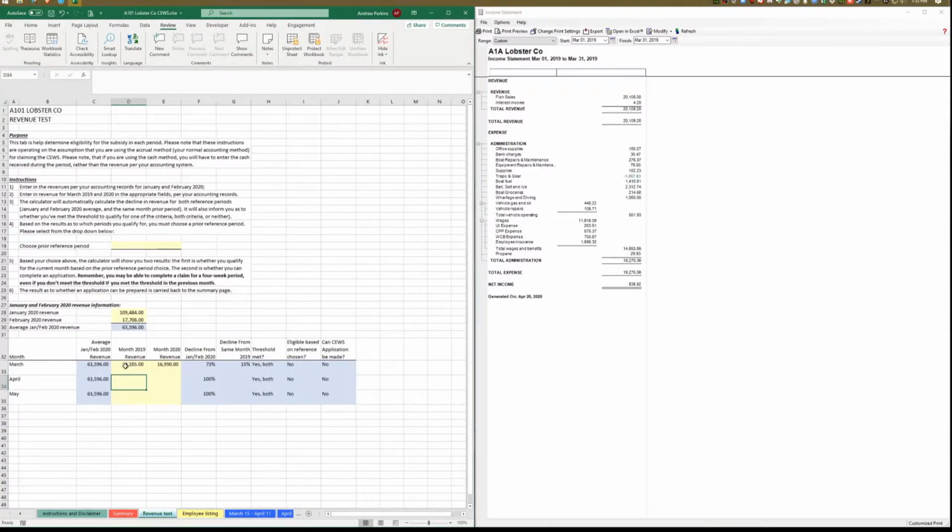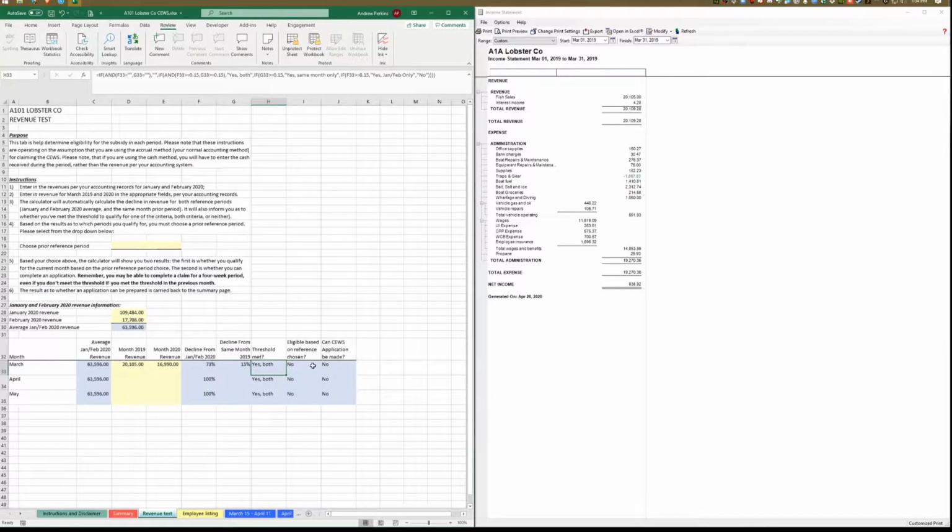So what do we have? We have a drop in revenue in March 2020 compared to the average of January and February 2020 of 73%. So remember, in March, you only need a decline of 30%. In comparing it to the prior period, we have a drop of only 15%, but it does meet the threshold. So our calculator is telling us, is the threshold met? Yes, it's met for both. So you can choose either option.